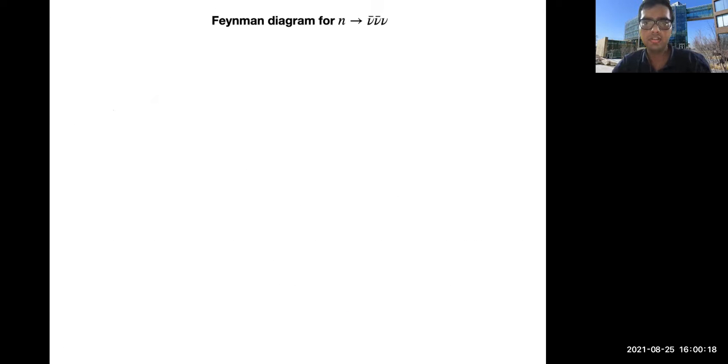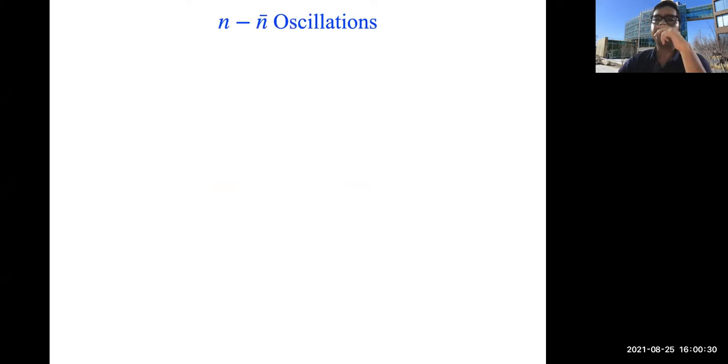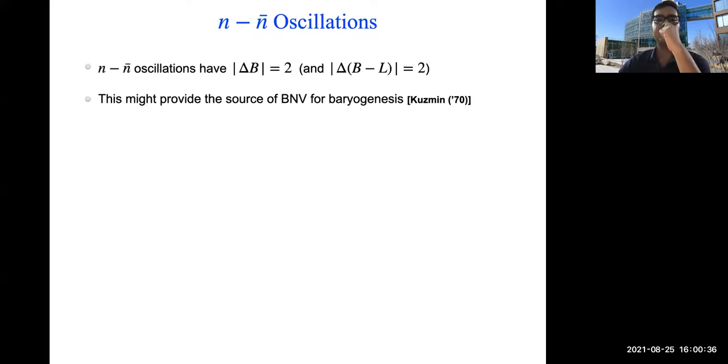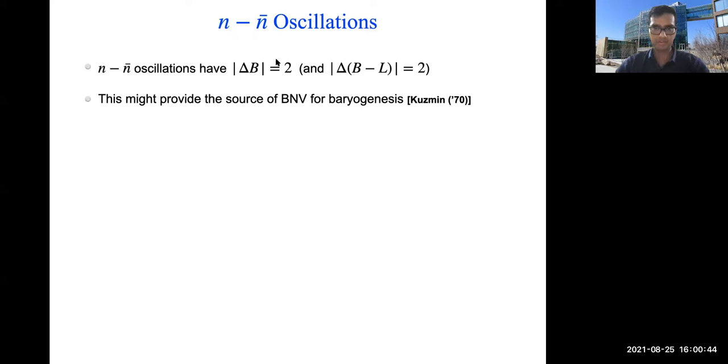So, okay, we were here. And let us now move on to discuss improved upper limits on baryon number violating dinucleon decays to dielectrons. Neutron, anti-neutron oscillations are another kind of baryon number violation that has received considerable attention in the literature. This violates B by 2 units and also B minus L by 2 units. It was noted early on that this might provide the source for baryon number violation for baryogenesis.